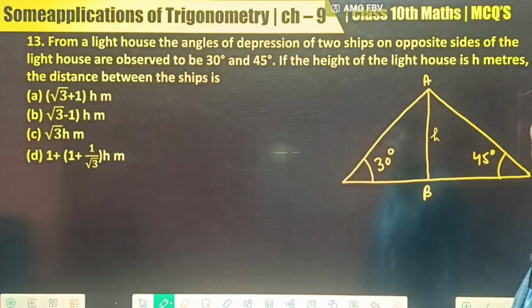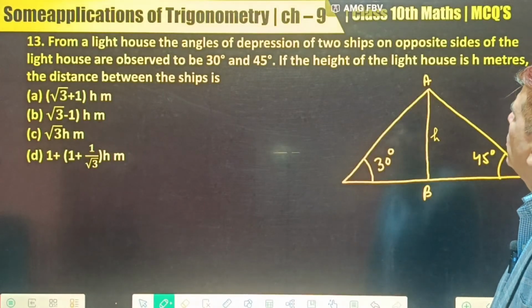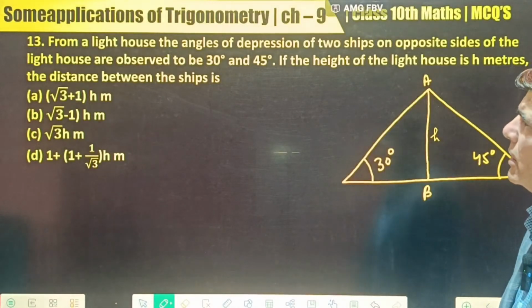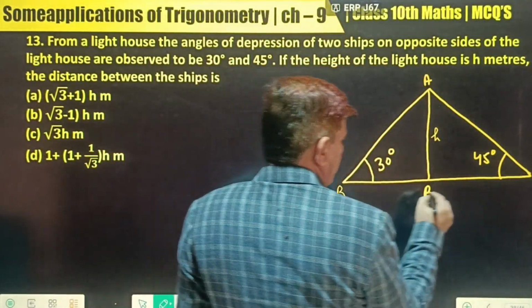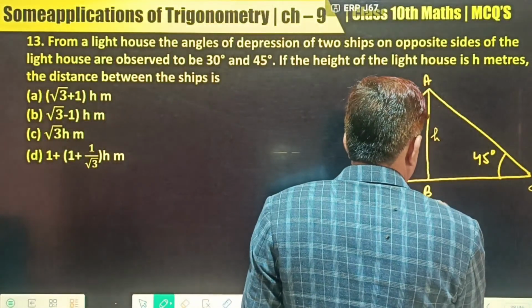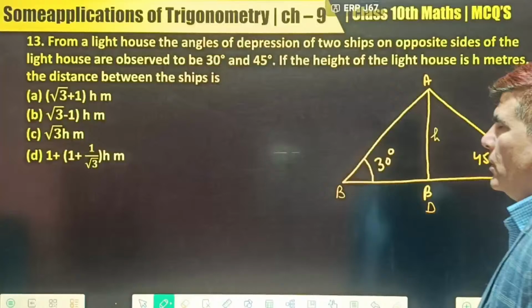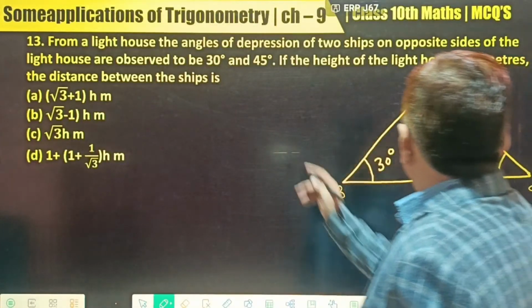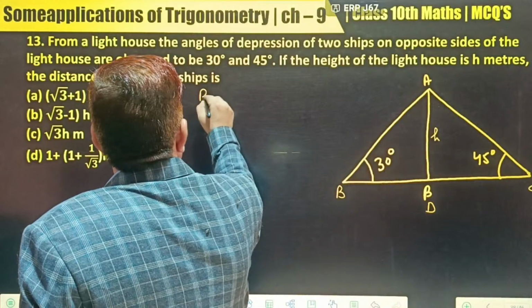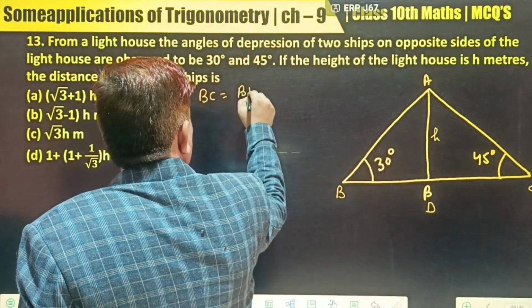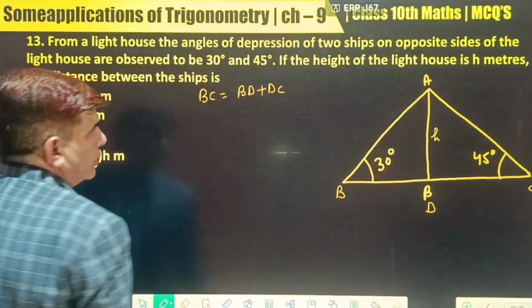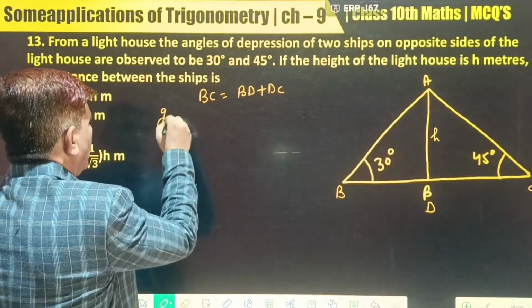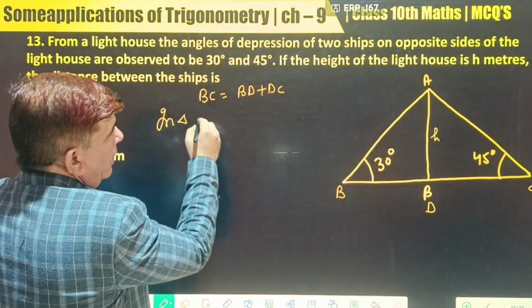And we have to find out, if the height of the lighthouse is H meter, the distance between the ships. We can say this is the point B, this point C, and this is D. We have to find out BC, and BC equals BD plus DC. Understood? So first, taking a triangle, which triangle? In triangle ABD.